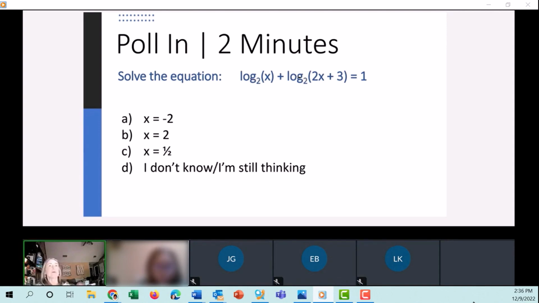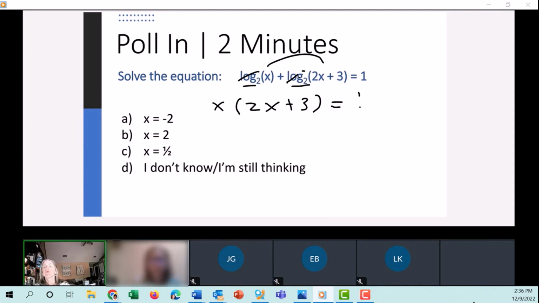Let me pause it. All right, our property of logarithms. This is where it gets sticky. Addition is multiplication. So we can't cross this out until we combine these two like this. This is going to be x times 2x plus 3 equals 1.